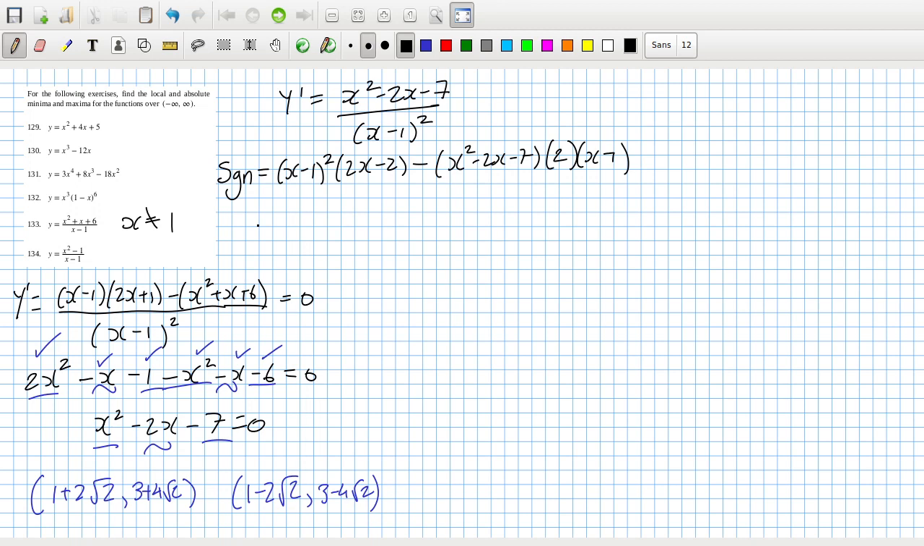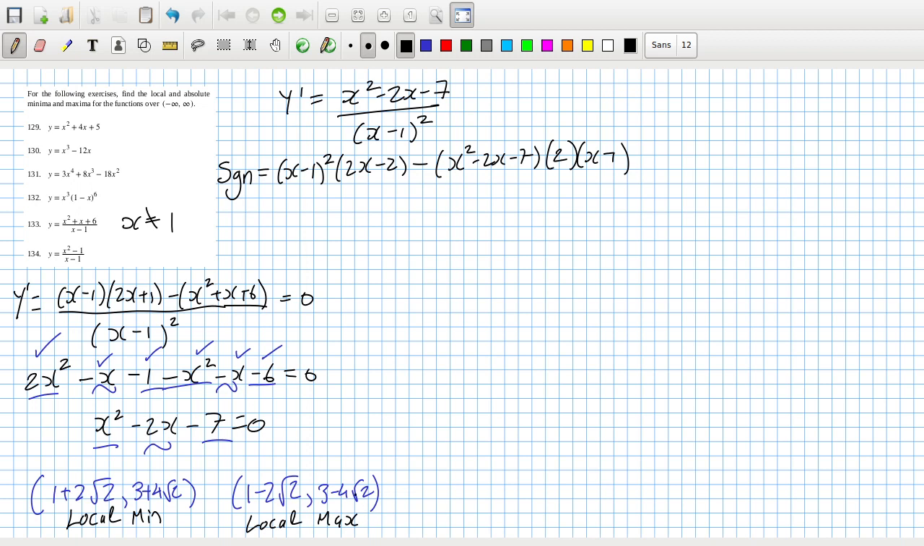Right, let's put in the first point. 1 plus 2 root 2. And you'll get a positive. So that will make it at least a local min. And then if we sub in 1 minus 2 root 2, we'll get a negative. This makes it a local max.